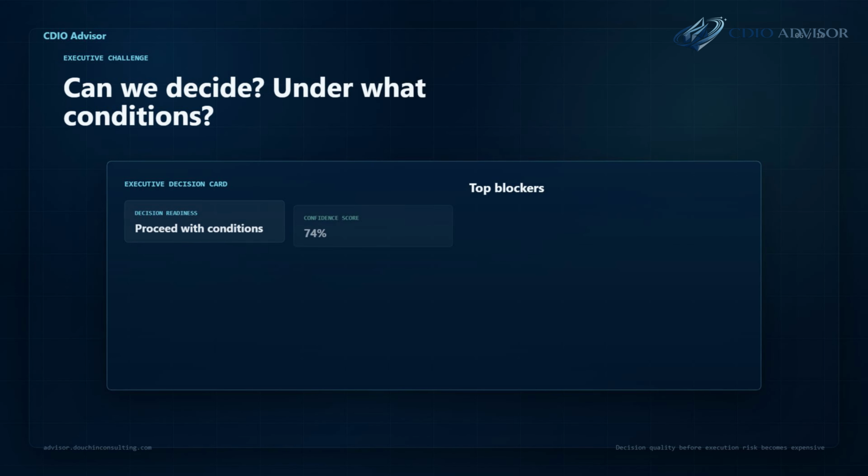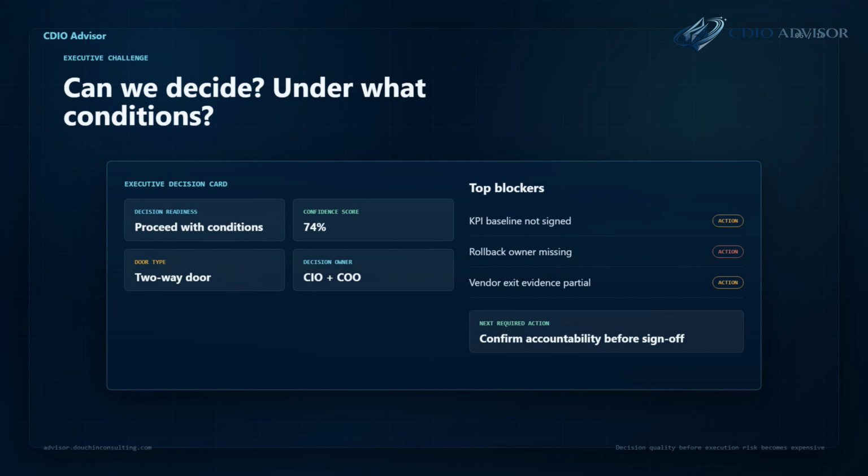CDIO Advisor tests whether the KPIs are decision-ready. It exposes weak assumptions. It identifies missing evidence. It checks reversibility. It classifies the decision door. It highlights blockers, ownership gaps, and governance risks.